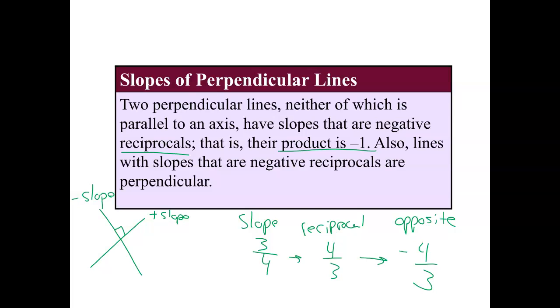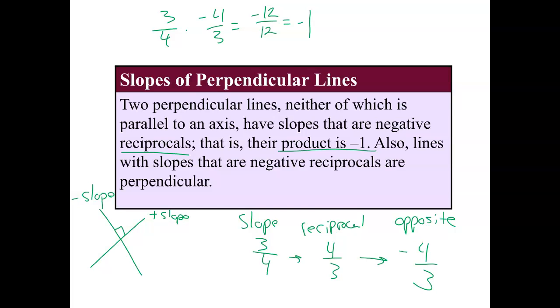So if I multiply them together, 3/4 times -4/3, -12/12 gives me -1. So if you do a quick multiplication of the two slopes, you get a product of -1, then they're perpendicular. Same thing with parallel lines.